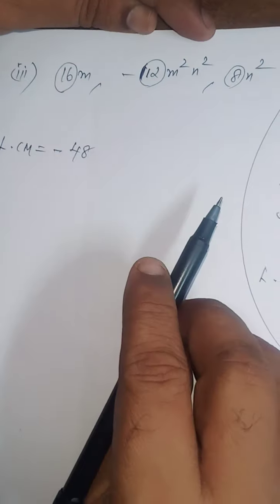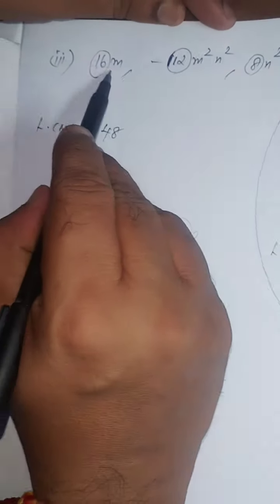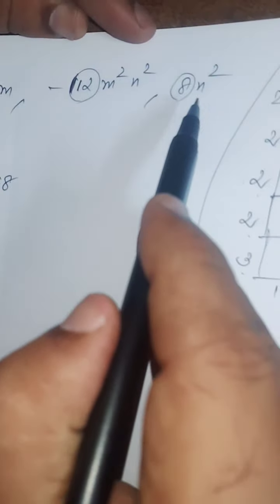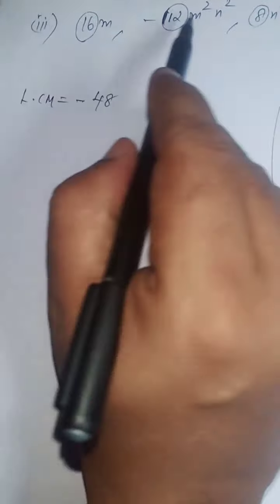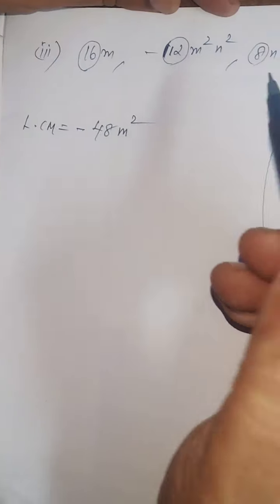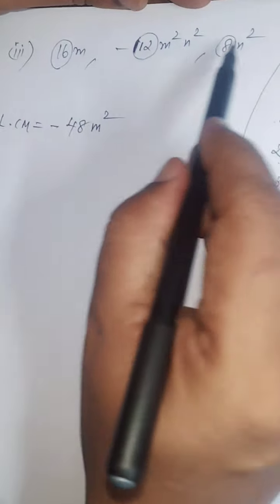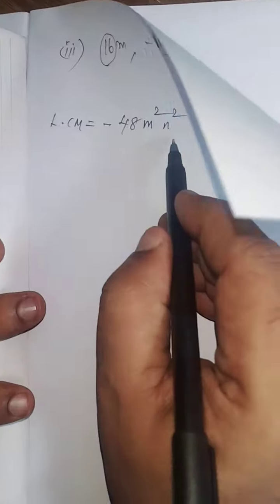So minus 48. Now m squared, there is no m over here. Even though there is no m, we have to consider m square and m. Which one is greater? M square. Next you can go for the variable n. Here n square, here no n at all. N square is common, so write 1 n square. That is the LCM. So minus 48 m squared n squared.